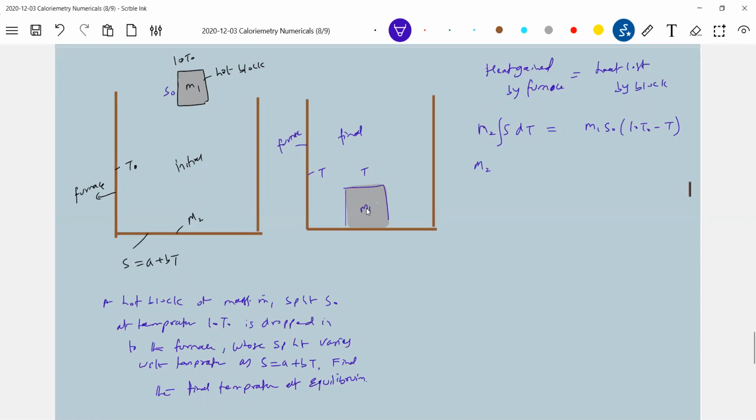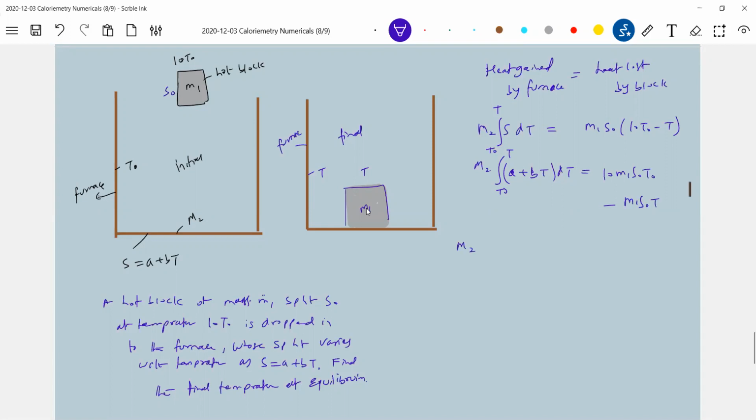It should be like this. So what is the specific heat of it? It is varying with the temperature. What was the initial temperature? T naught, final temperature T. Try to see the limits. So M1 S naught 10 T naught minus M1 S naught T.